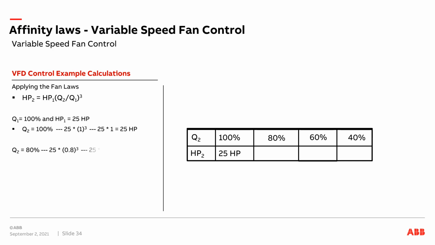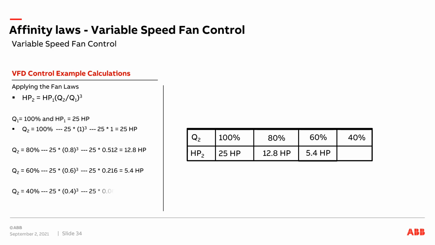Now we're going to change our flow to 80%. So that's 25 horsepower times 0.8 cubed. So 25 horsepower times 0.512 equals 12.8 horsepower. So at 80% flow, our system is calling for 12.8 horsepower. Then at 60% flow, recalculating that, we come up with 5.4 horsepower. And at 40% flow, doing the calculations, we come out with 1.6 horsepower.